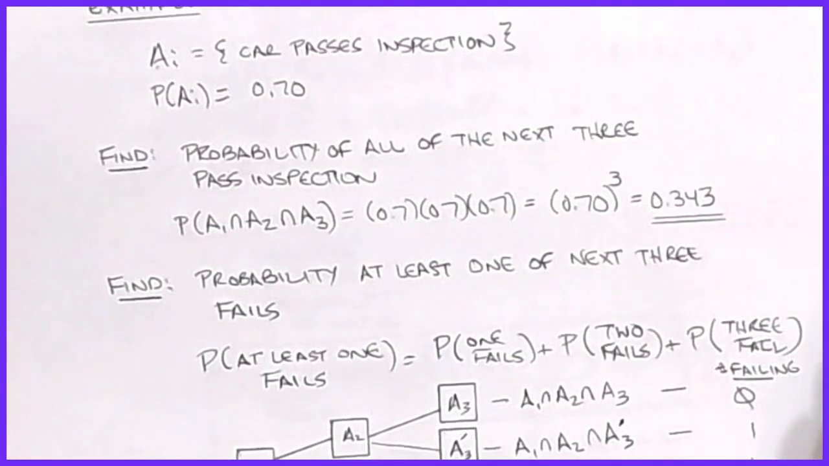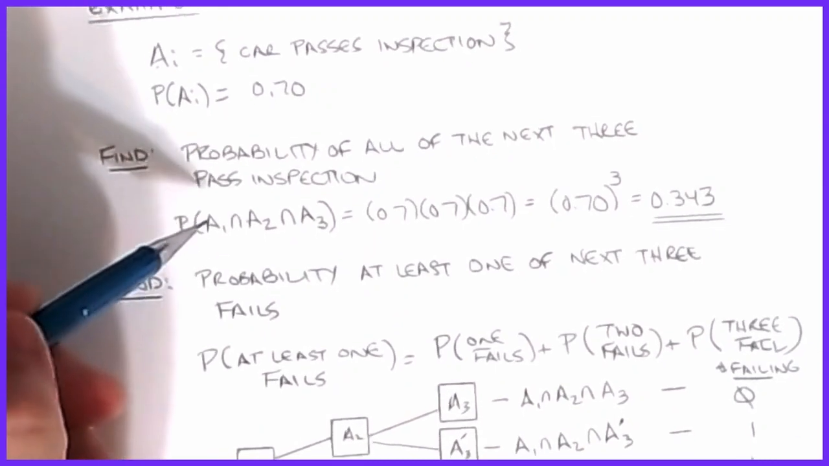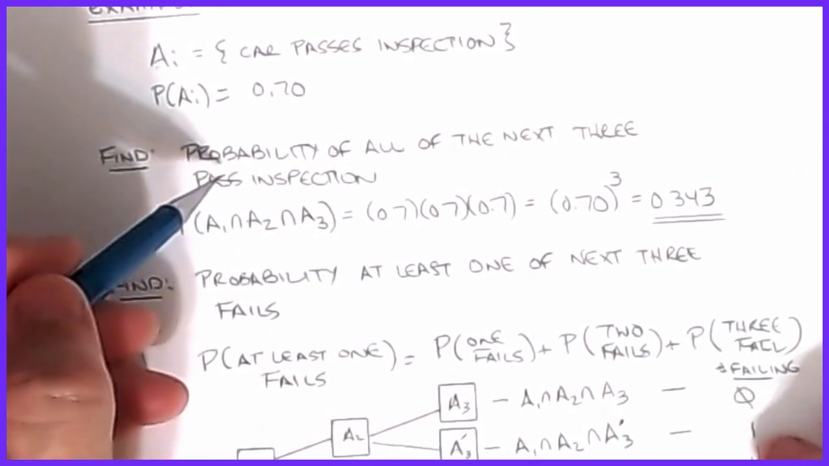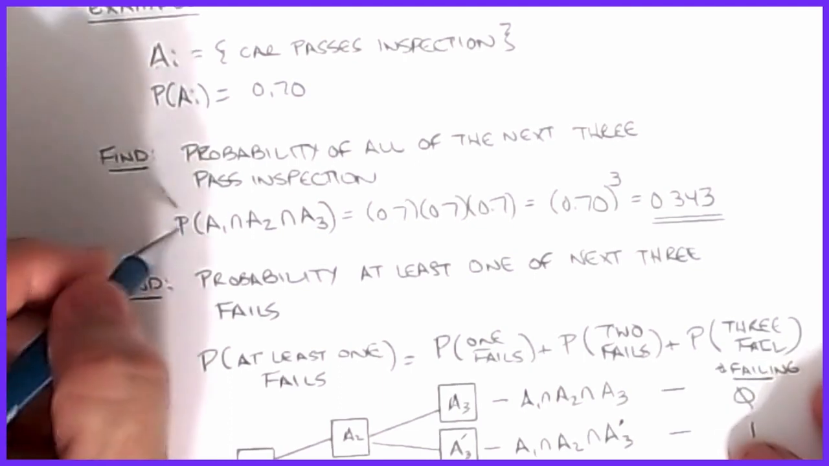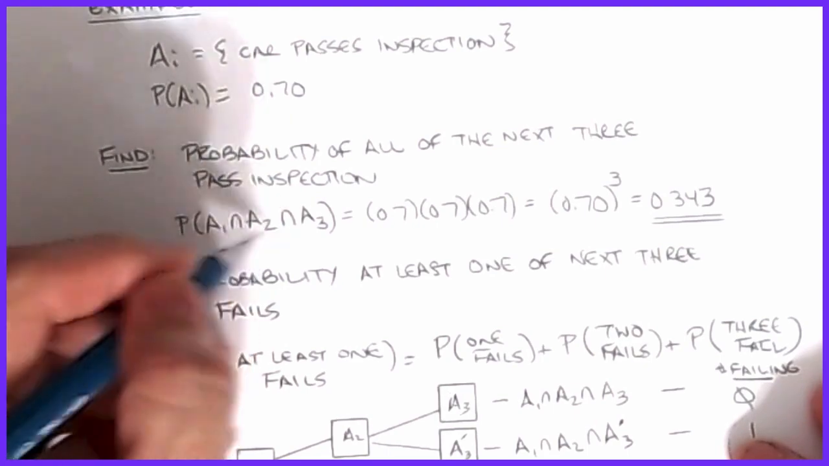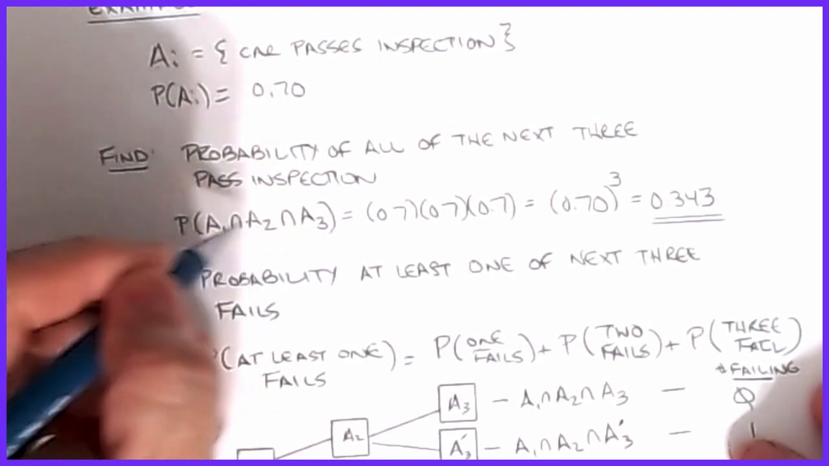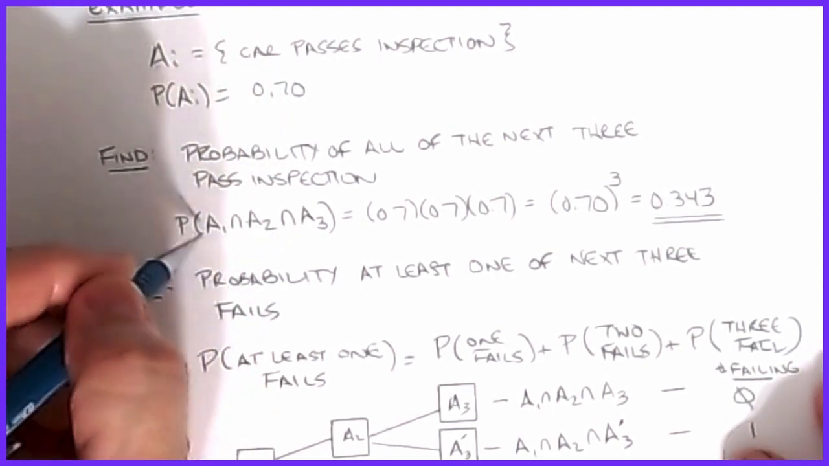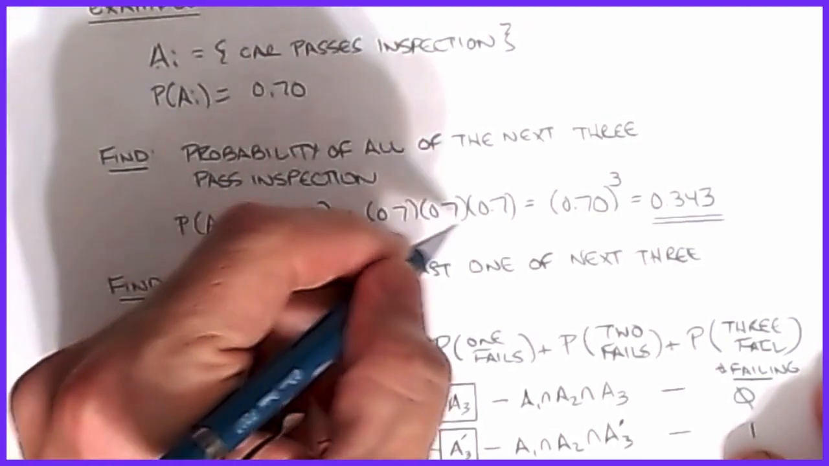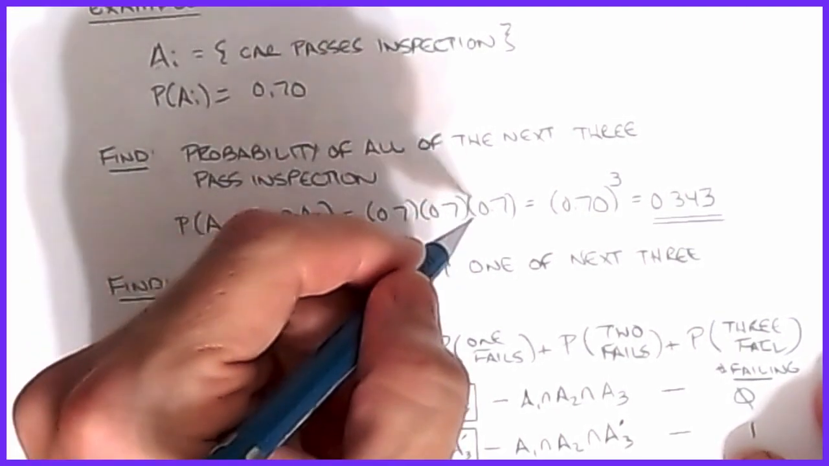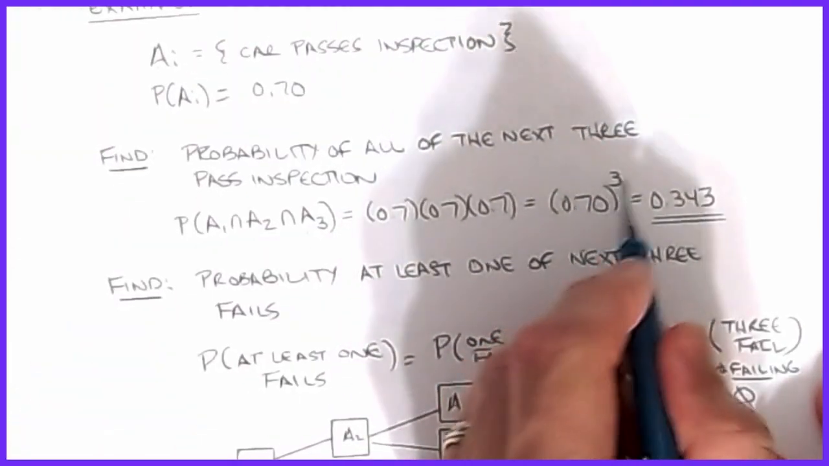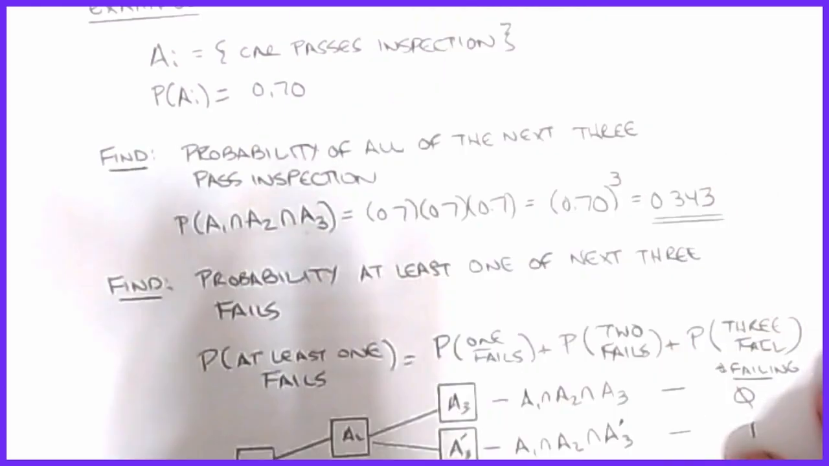What we want to find then is the probability that all of the next 3 will pass the inspection. So we're looking for the probability of A1 and A2 and A3, the intersection of those. That's the way we write the event in terms of our sets. And we know that if they are independent, then it's P(A1) times P(A2) times P(A3), and that's what we've done. So 0.7 times 0.7 times 0.7, that's also 0.7 cubed, which would be 0.343.